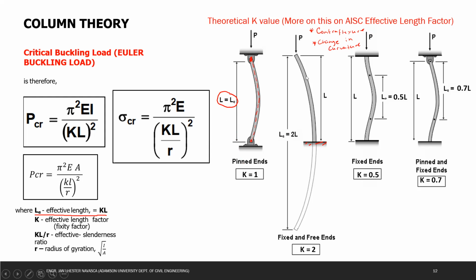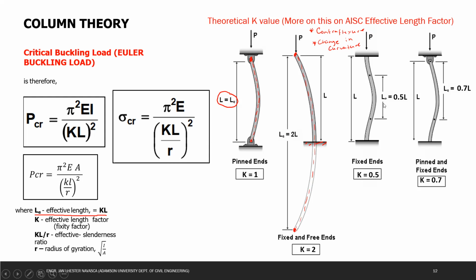For example, let's say we have fixed and free ends like this one. If we graph the fixed and free ends, the point of change in curvature is at this location, and the other one is at this location. If we continuously graph this curve, the distance between the points of change in curvature is twice our total length L. Therefore the fixity factor is K equals 2.